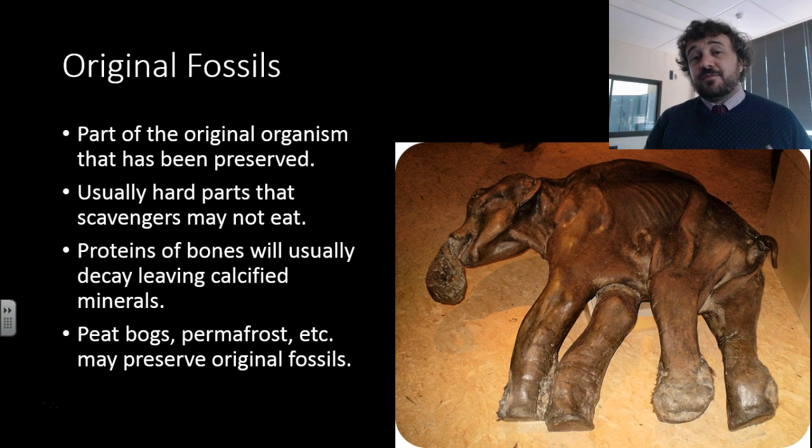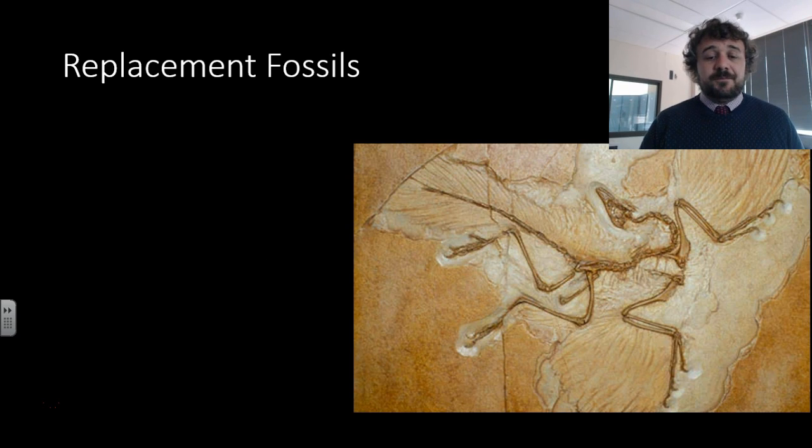And we can also have things preserved in peat bogs, mummified animals, etc., and humans are often found in peat bogs, and these are original fossils. So if we find a mummified organism, that is an original fossil.